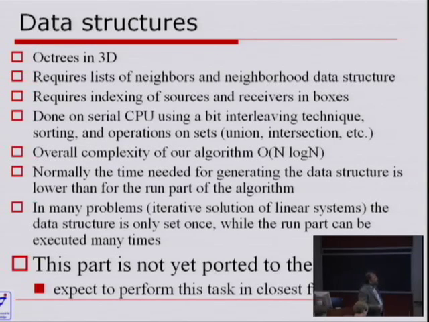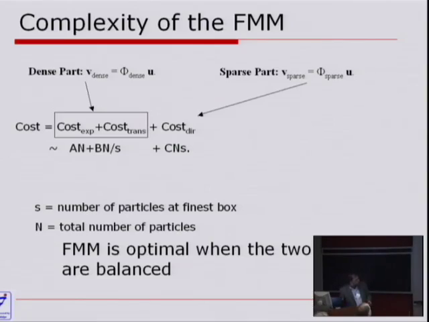and we're working on that, of course. But in many problems, say if you solve linear systems iteratively, you need to compute or generate this matrix, or this data structure, only once, while the cost will be amortized over many computations. So maybe the relative cost of that can be somehow amortized.